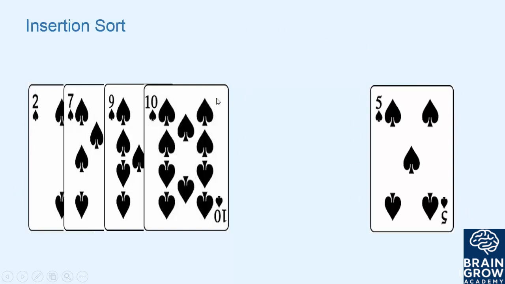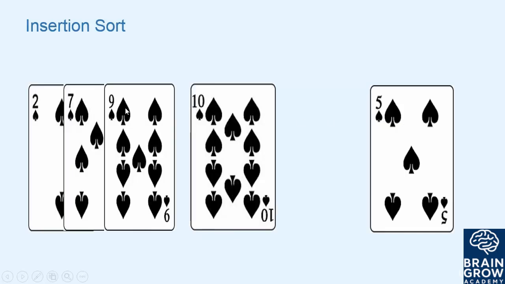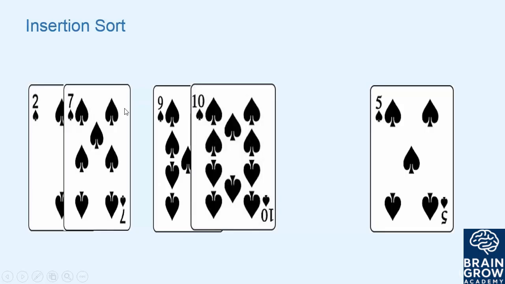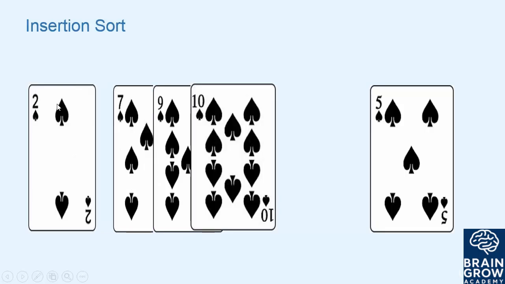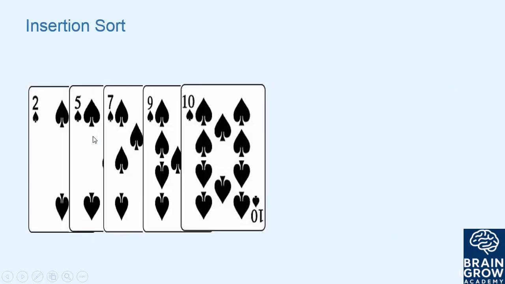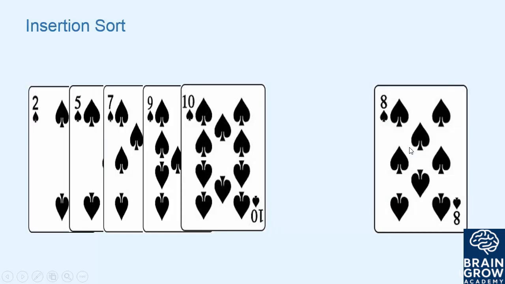has already arranged. So the process would be: Now 10 is greater than 5, so 10 is moved this side. 9 is greater than 5, so 9 is moved this side. 7 is greater than 5, so 7 is moved this side. Now 2 is less than 5, so the proper place for 5 is found. 5 is inserted here. Now the new card is this.